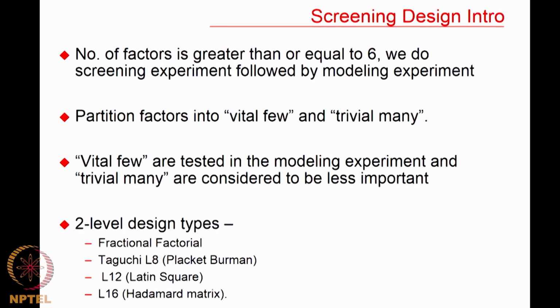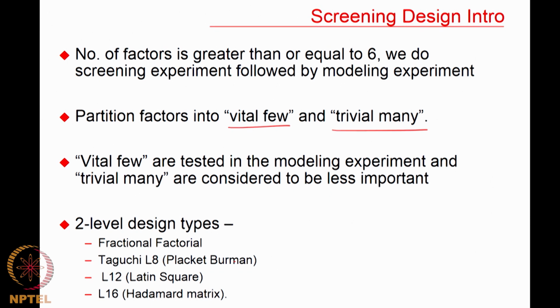So, the type of screening experiments that people usually do, primarily it comes from the industry requirements. If the number of factors is greater than 6, what they usually do is they do a screening experiment first. You do not want to do 2 raised to 6 and stuff like that, even fractional factorial. They take the vital few from the trivial many. This is something that we have discussed. Vital few are tested in the modeling experiment and the rest are found to be less important.